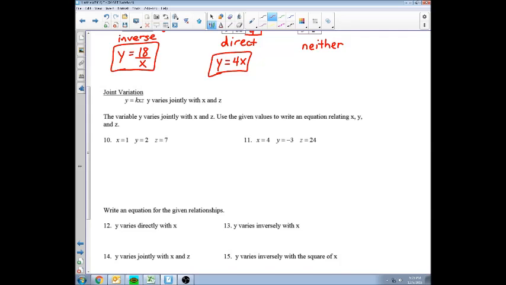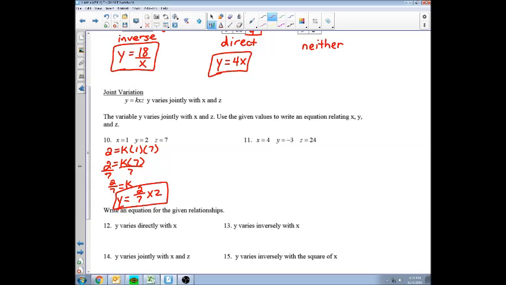Now we're back to what we did on the front side with our first two sections. Okay, I'm going to plug these numbers into my formula. So it'd be 2 equals k times 1 times 7. That means 2 would equal k times 7. If I divide that by 7, so 2 over 7 would equal k. To write that as a formula I could use later, it would be y equals 2 over 7 xz.